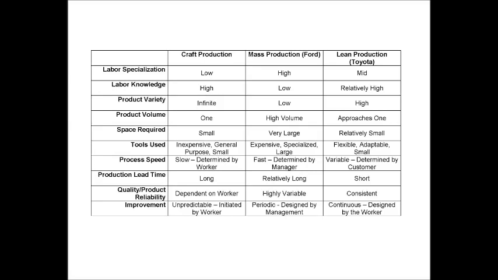So labor specialization, I put on here as mid. So it's not a low labor specialization where workers know everything about the business like they do in craft production. But it's also not real high labor specialization where workers only do one specific thing. In a lean production system, workers do a variety of tasks within the context of a small mini production area. But they also have relatively high labor knowledge.